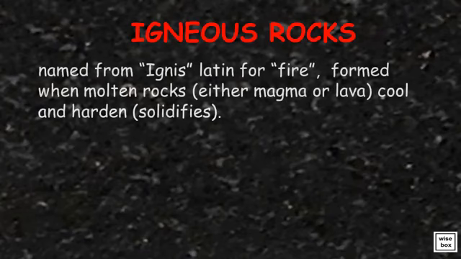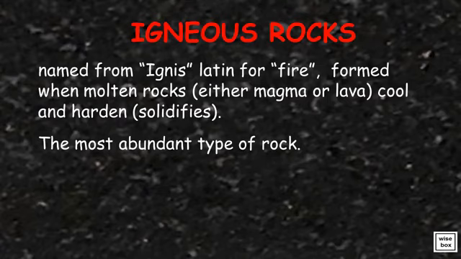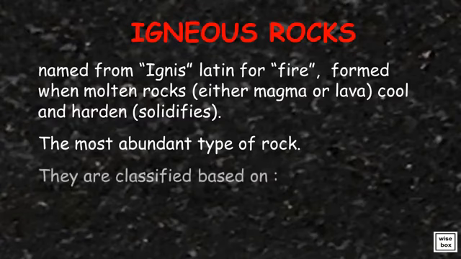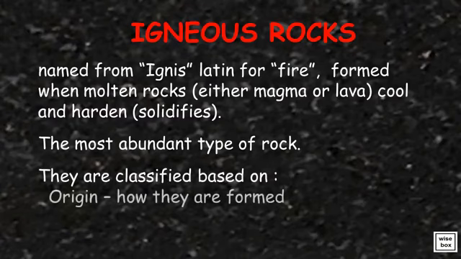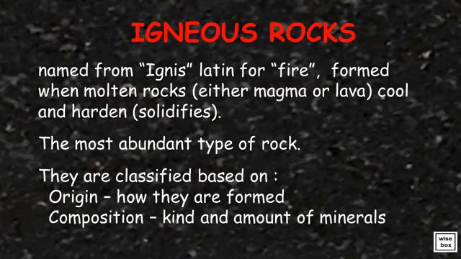Igneous rocks, named from ignis, Latin for fire, are formed when molten rocks, either magma or lava, cool and harden, or solidify. They are the most abundant type of rock. Igneous rocks may also be classified based on origin, which is how they are formed, and composition, which depends on the kind and amount of minerals it contains.